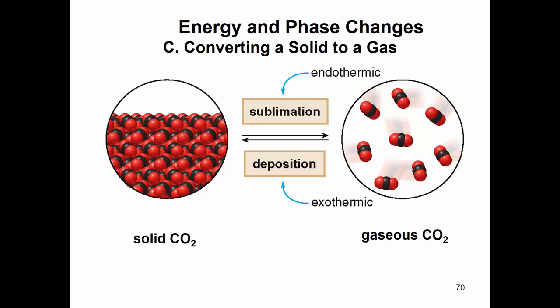Then the last two to look at here. If you convert a solid to a gas, this is going directly from a solid. Not all substances can do this. It bypasses the liquid phase and goes straight to a gas. This is called sublimation, and this is endothermic. And a substance can do the reverse and go from a gas directly to a solid. This is called deposition, and this would be exothermic.